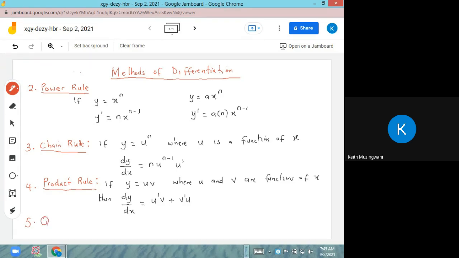And then quotient rule. If y is equal to u over v, where u and v are functions of x, then dy/dx is going to be u prime v minus v prime u over v squared.